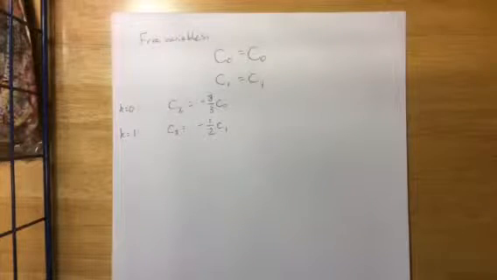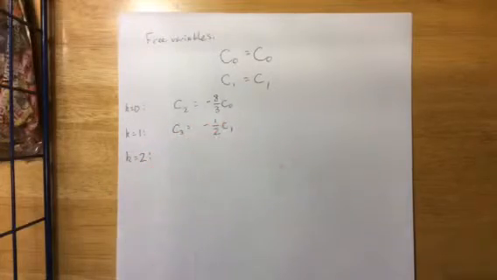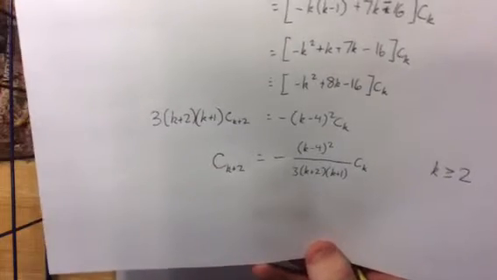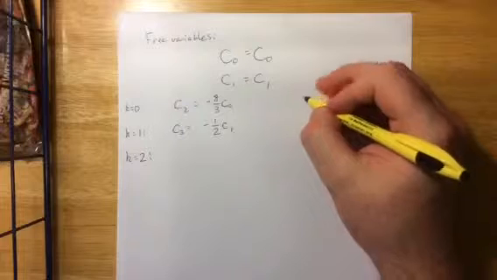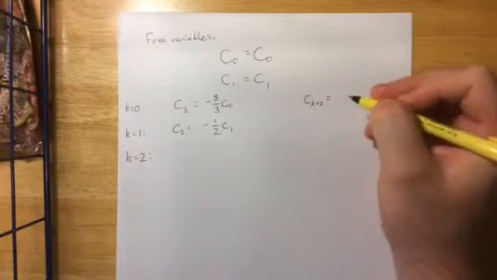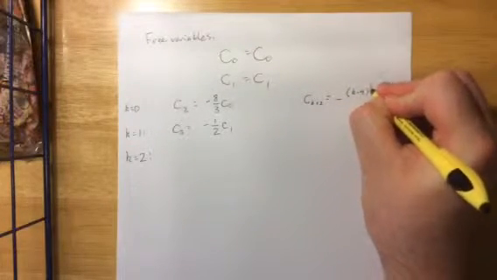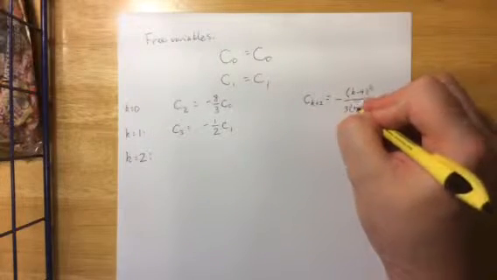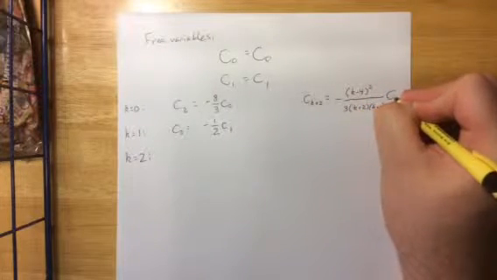Finally, we now have our other recurrence relation that holds true for all of the values k equals 2. This is where it's going to start to get a little bit messier, but we're going to do it anyway. In fact, I'm going to recopy this relationship over here. C sub k plus 2 is equal to, reading this off the page, negative k minus 4 quantity squared over 3 times k plus 2 times k plus 1, all times c sub k.